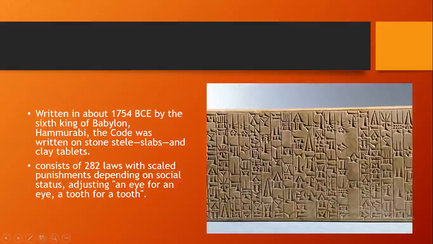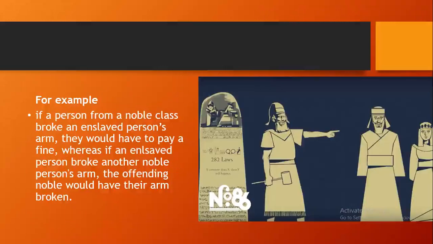laws which scaled punishment depending on social status, adjusting an eye for an eye, a tooth for a tooth. The laws and punishments were very strict. They believed that if somebody has taken your eye, in return you have a right to take an eye. If somebody has broken your leg, you have a right to break the leg of the other person. You cannot compensate it with money or anything else. For example, if a person from a noble class broke an enslaved person's arm, they would have to pay a fine. Whereas if an enslaved person broke a noble person's arm, the offending enslaved person would have their arm broken.